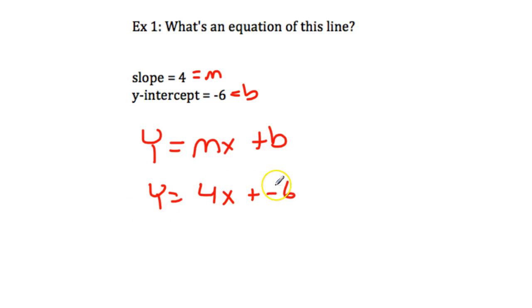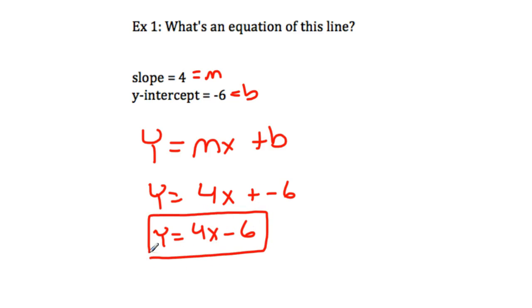This is it. But you see right here we have a plus and then a minus. We want to change that to only a minus. If you have a plus next to a minus, it becomes minus. Bam, boom, pow, bam. y equals 4x minus 6. We have an equation. Moving on.